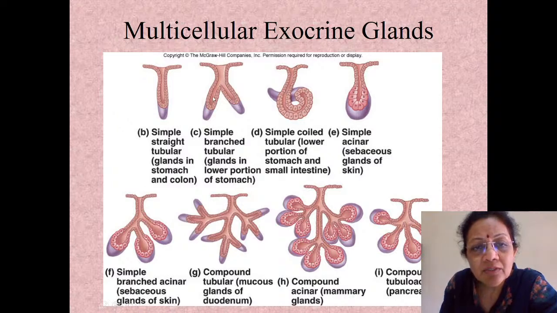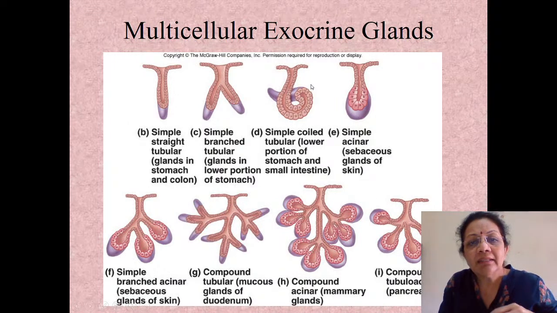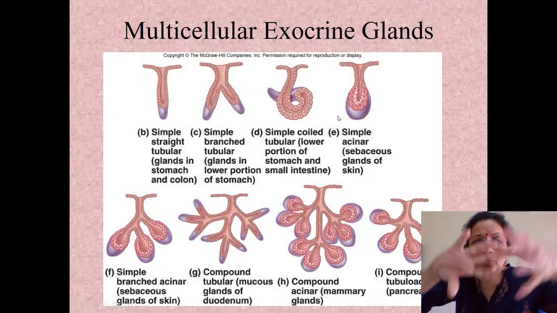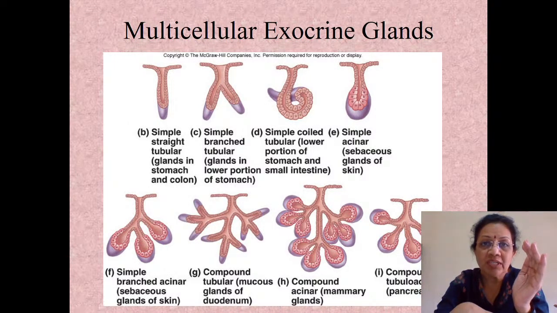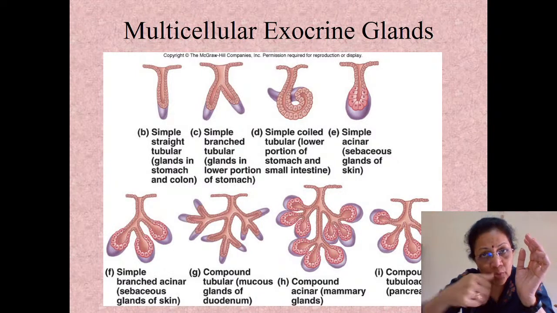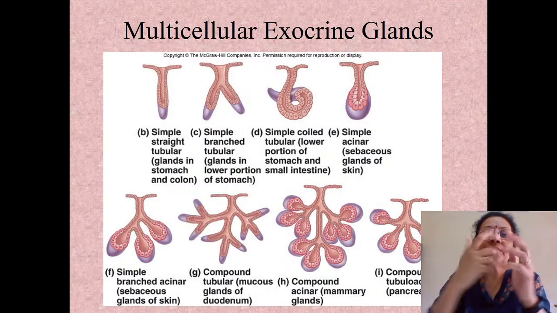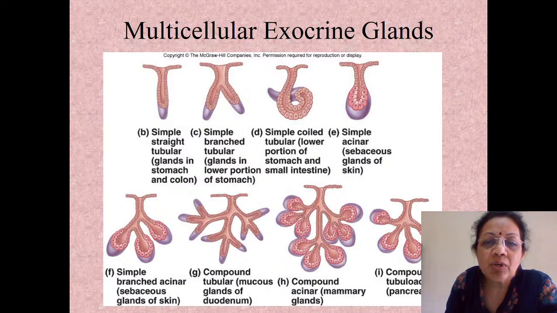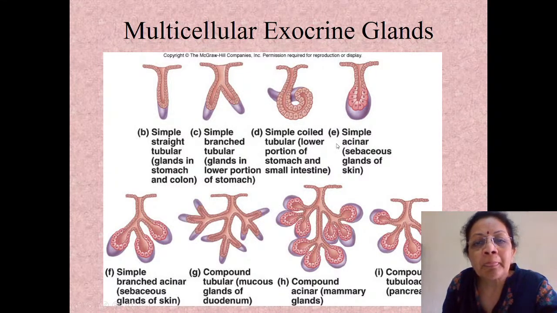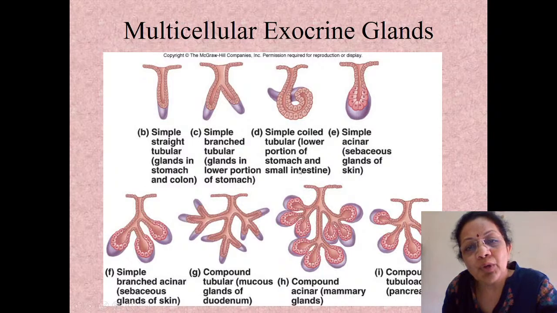Sometimes this tube-like extension from the surface becomes so deep that in the surrounding connective tissue there is no further place for it to go straight. So in growing further, it curls upon itself and makes a coiled structure. That is called a simple coiled tubular gland. And it is also seen in stomach and small intestine.